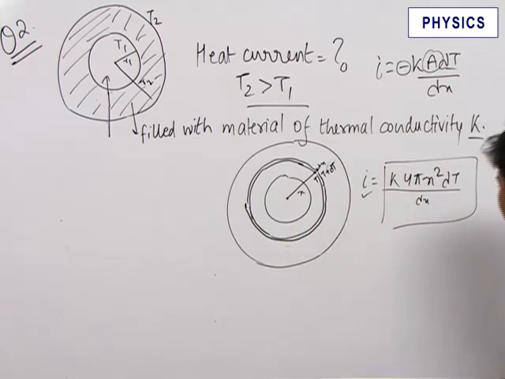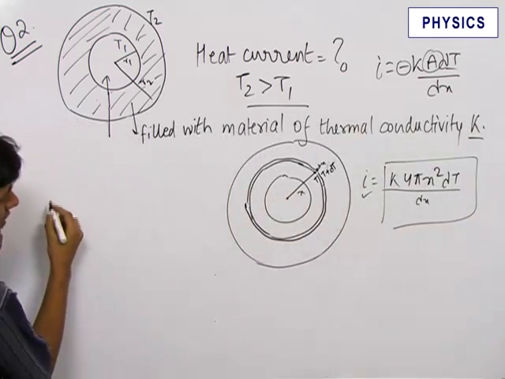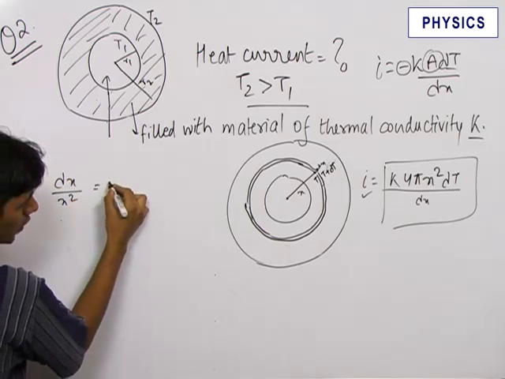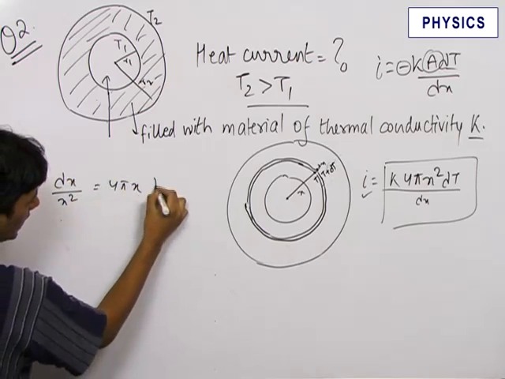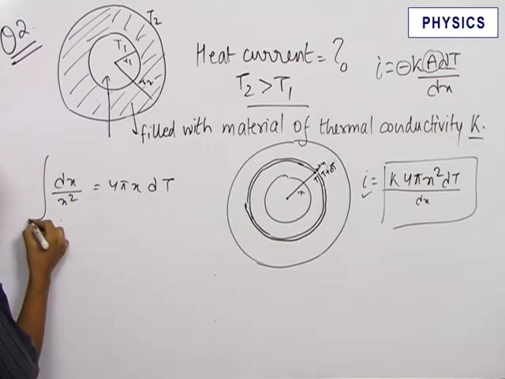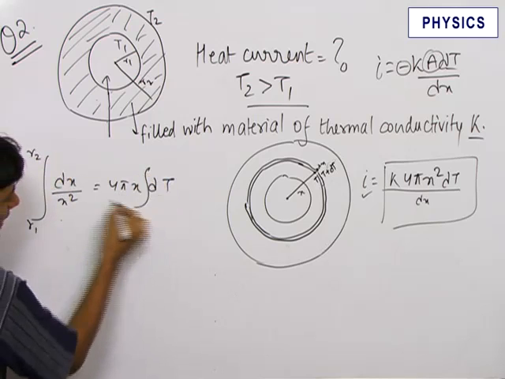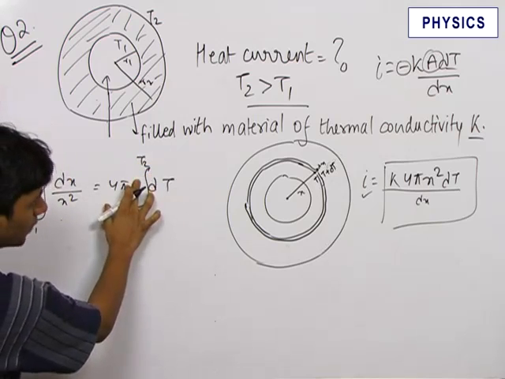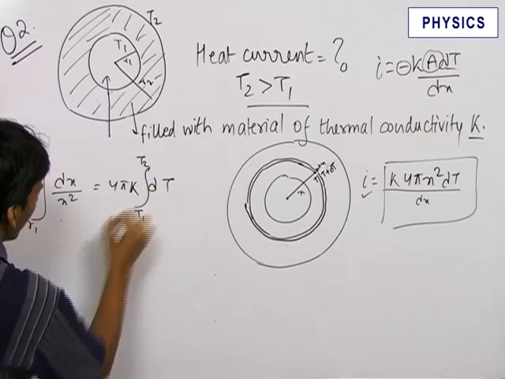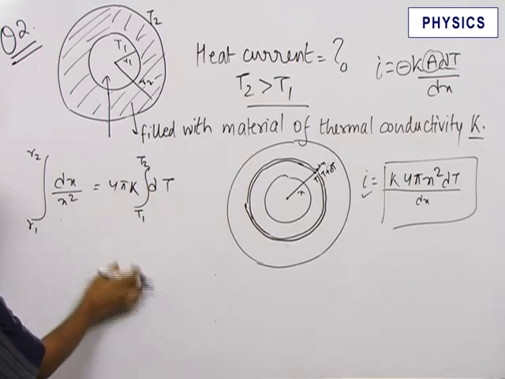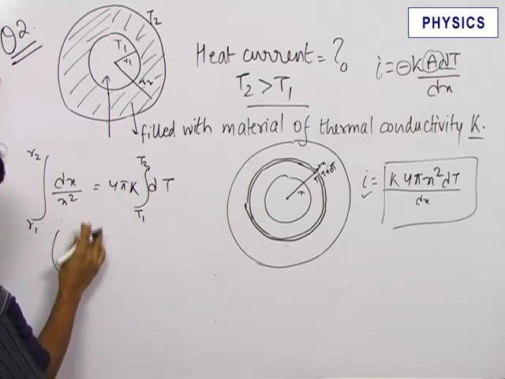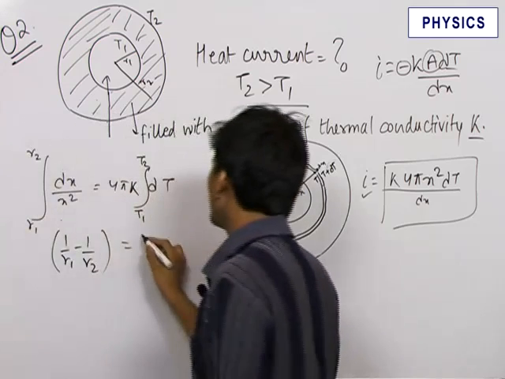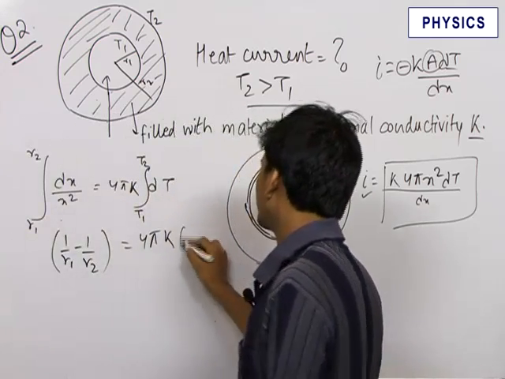We need to find out this constant heat current. So what we need to do is, we write this as I dx upon x square is equal to 4 pi K dT. We integrate x from R1 to R2 and we integrate T from T1 to T2. This is 4 pi K into integration dT. This comes out to be minus 1 upon x, that is equal to 1 upon R1 minus 1 upon R2, is equal to 4 pi K into T2 minus T1.